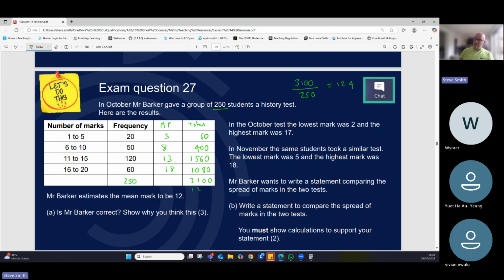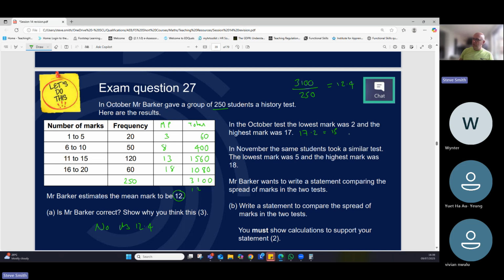It's not, is it? It's more than 12. So it doesn't say more than or less than. If it doesn't say more than 12 or less than 12, he's saying it's exactly 12. It's not. It's 12.4. So is he correct? No. It's 12.4. And that's what we can write. So we'll look at these two statements. This one's talking about the range, isn't it? The spread of numbers, the range. Spread is another word for range, so we're going to go 17 take away 2 equals 15.